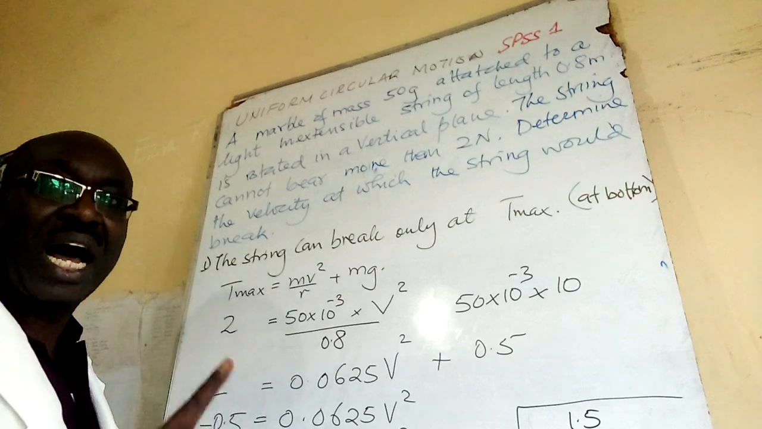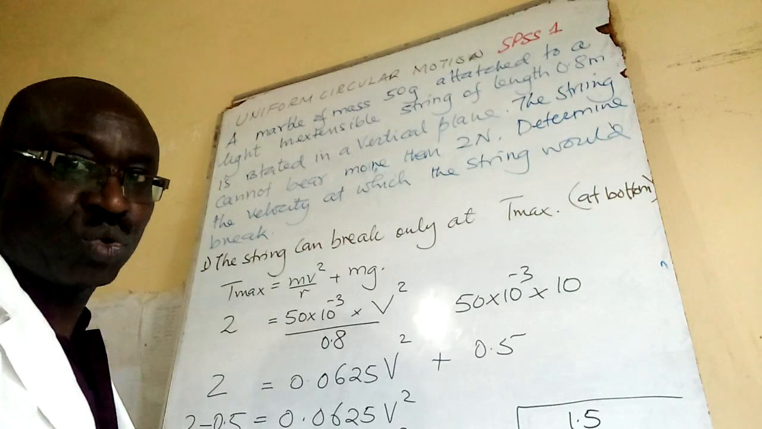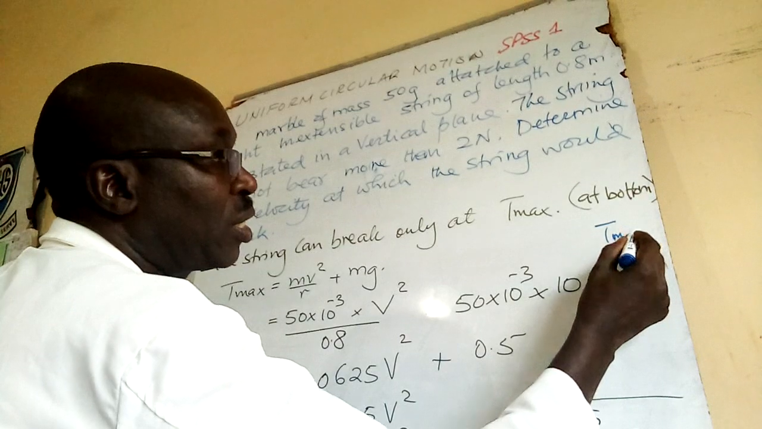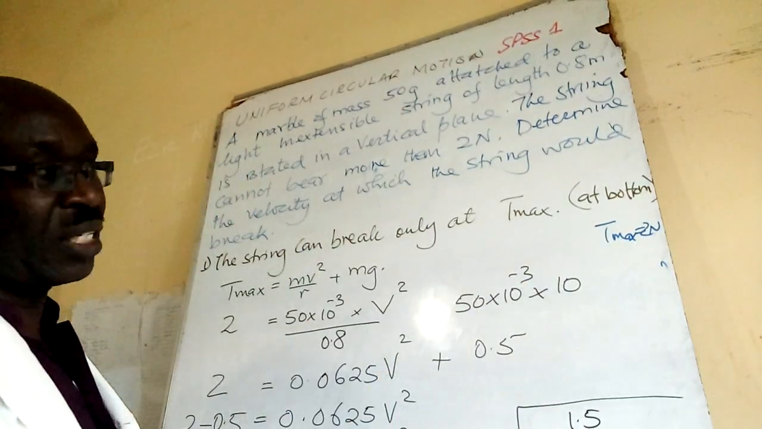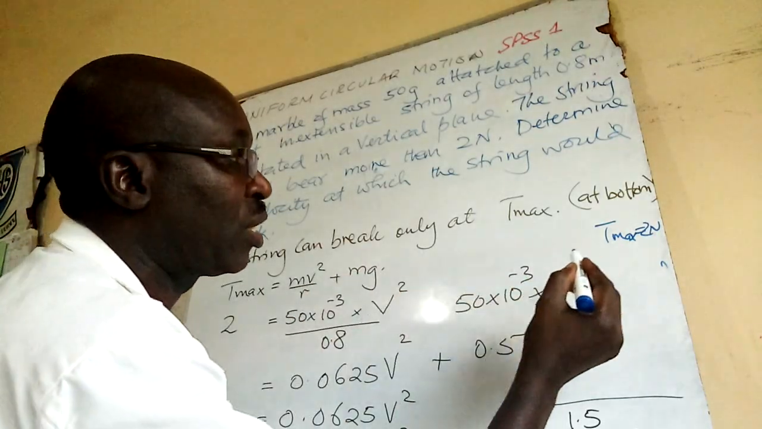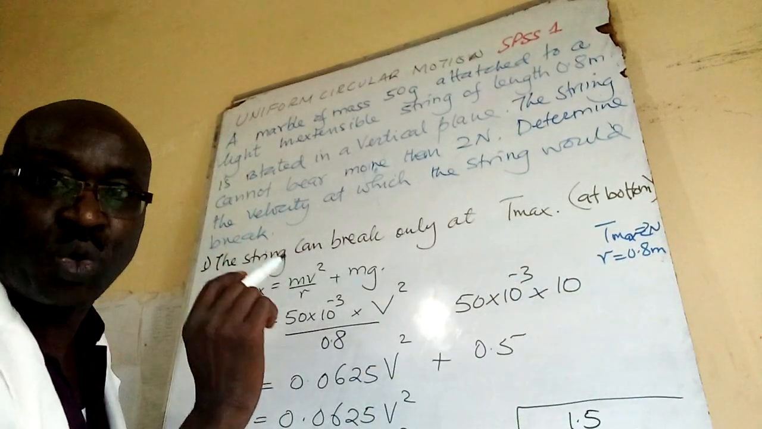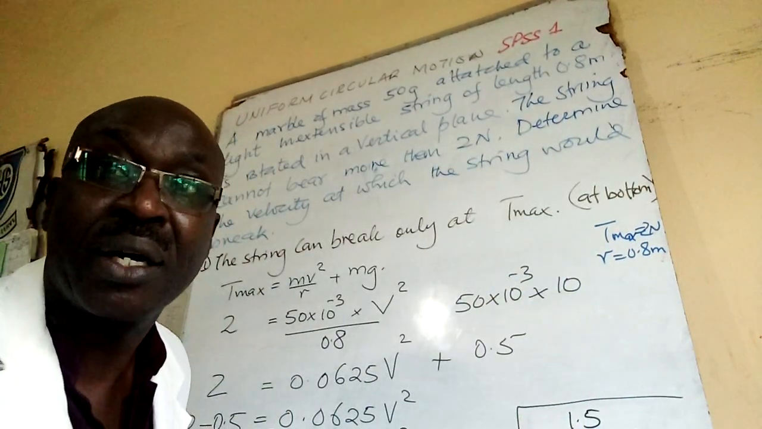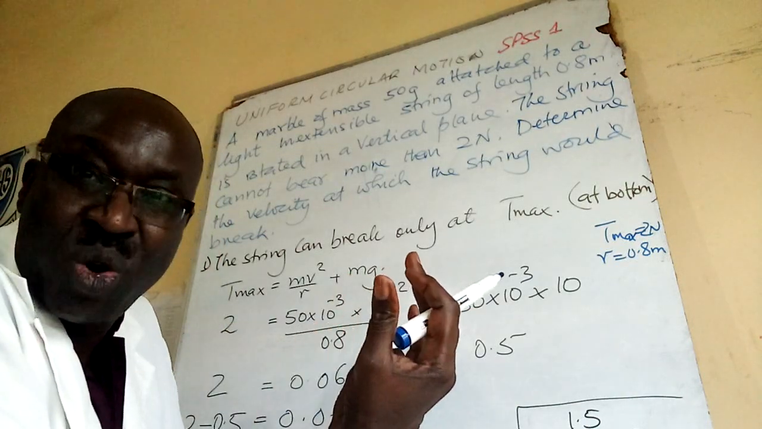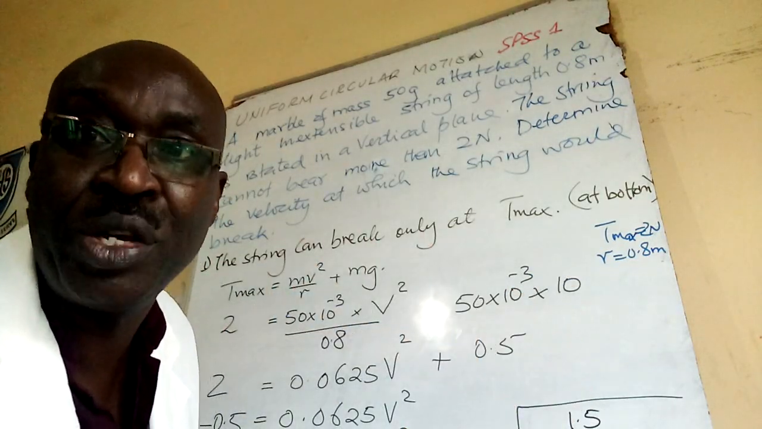Then what you need to do is to sort out quantities. So what do I mean by that? I say T max is equal to 2 newtons. What else are we given? The length of the string becomes the radius. So I have R is equal to 0.8 meters. That is what I call sorting. Be it in linear motion or circular motion, you must sort. Then those quantities will give you the formula to be used.